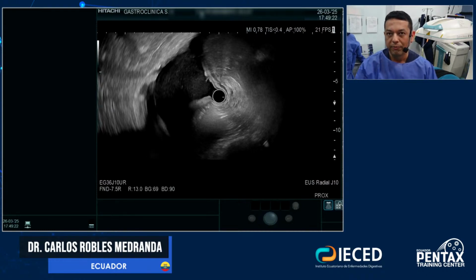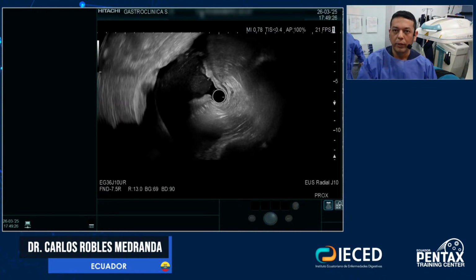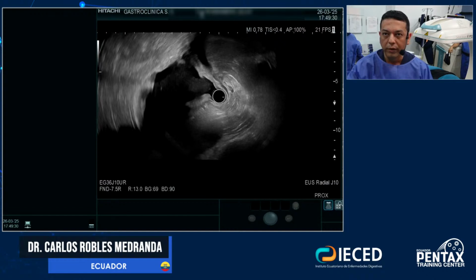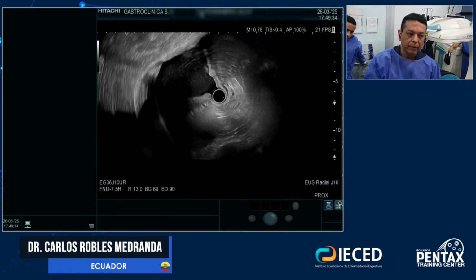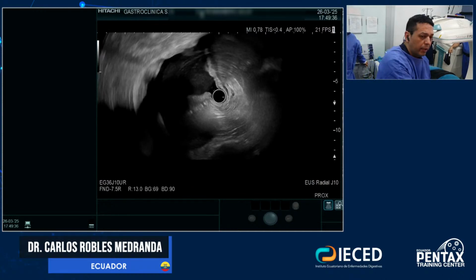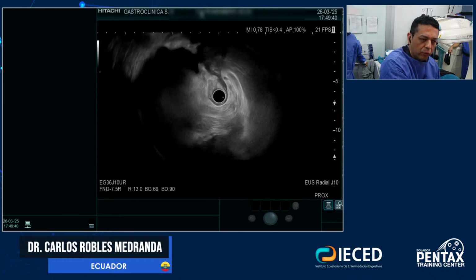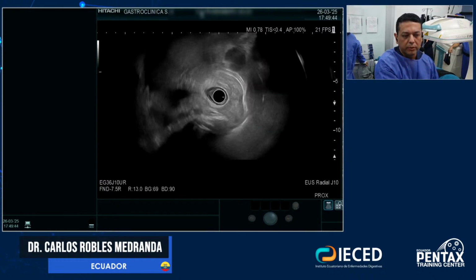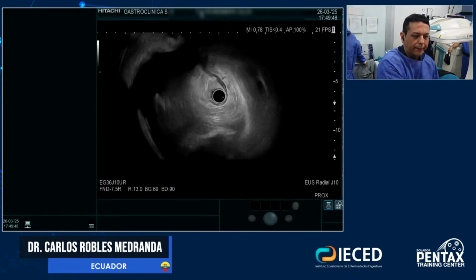they do US first. US is very important to evaluate biliopancreatic disease for sure, and other kinds of GI disease that we need to evaluate when we have this kind of patients. So the first thing is I am using a radial US from Pentax Medical. I want to say thank you to Pentax Medical Americas and globally because they have been supporting us a lot, too much.